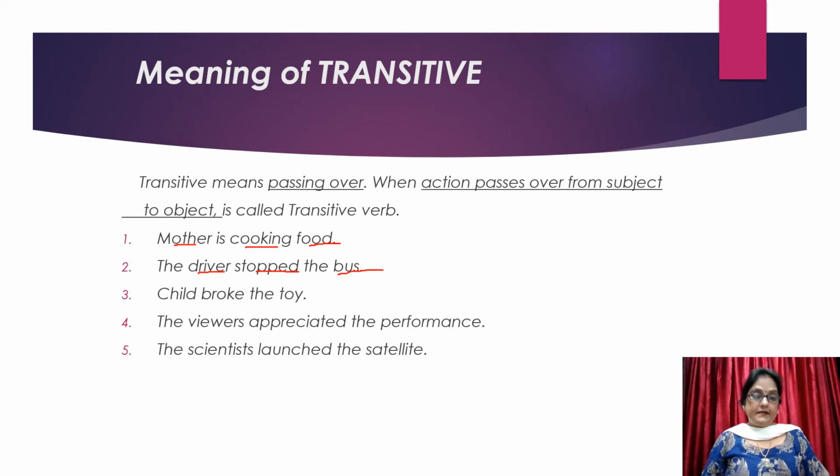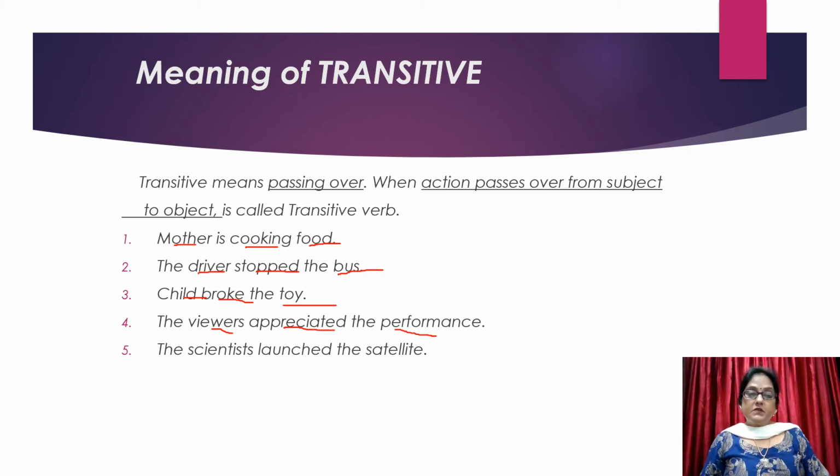Similarly, in the next sentence, the child broke the toy. Now child is the subject, broke is the verb and toy is the object. Here also the action is passing over from the subject to the object. So this is a transitive verb. The viewers appreciated the performance. Viewers is the subject and appreciated is the verb. Here also the action is passing over from the subject to the object, so that is a transitive verb.